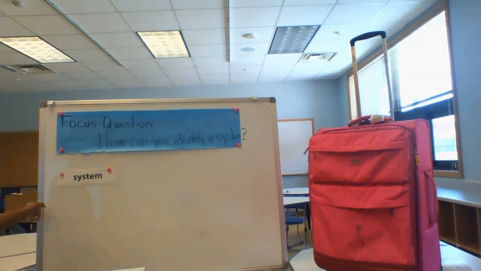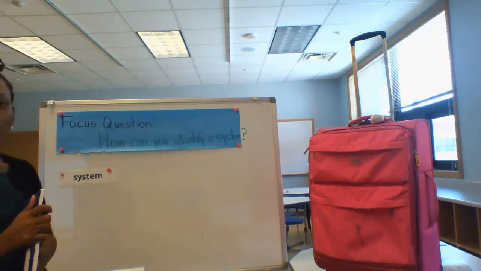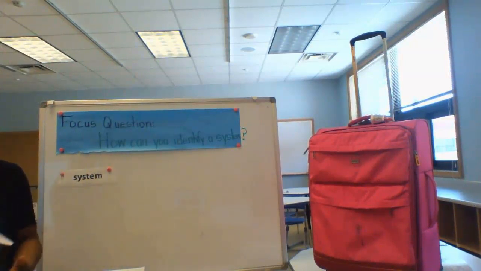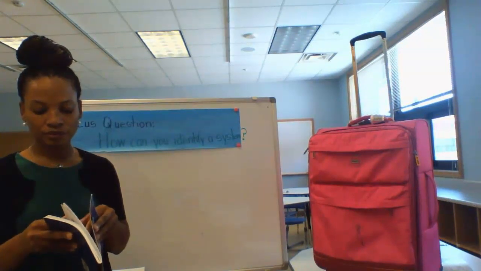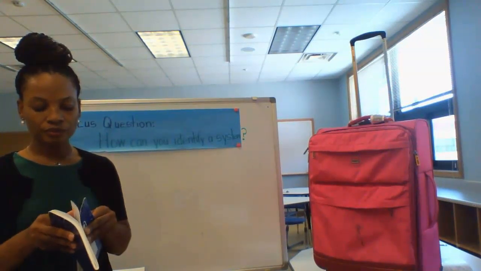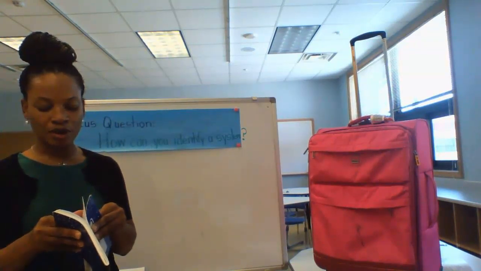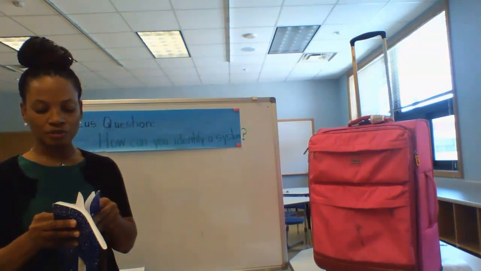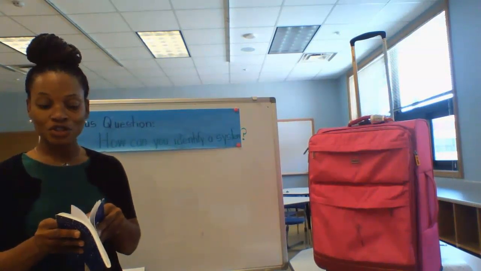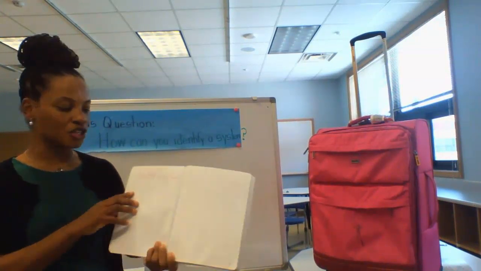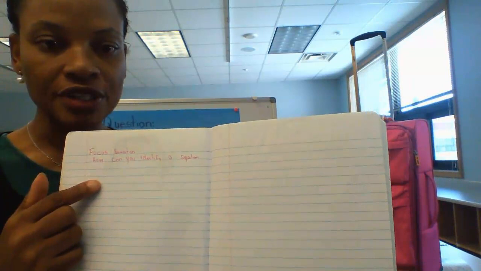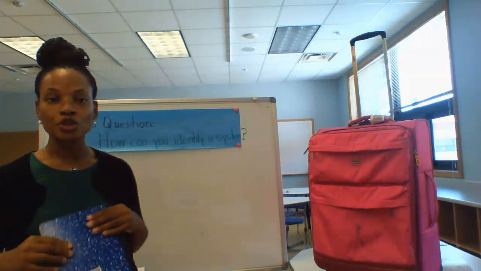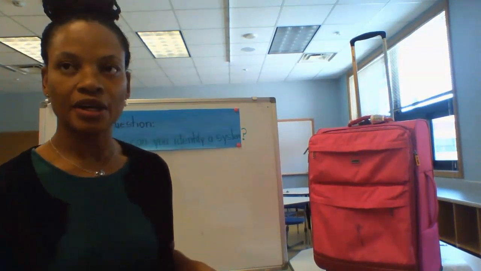So before I go any further, as a scientist, I want to get out my science notebook. And I'm going to go ahead to my first blank page. And I am going to write my focus question. First, I had to skip my table of contents because I saved those 2 pages. And as you can see, I began by writing my focus question. How can you identify a system? So this will be a great place for you to pause and write, how can you identify a system?